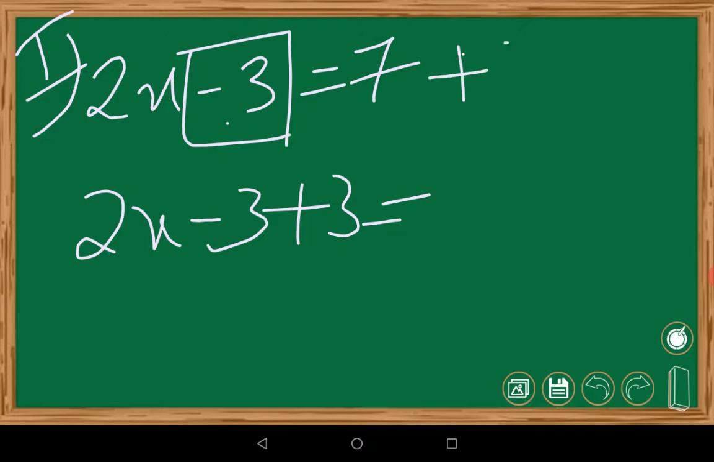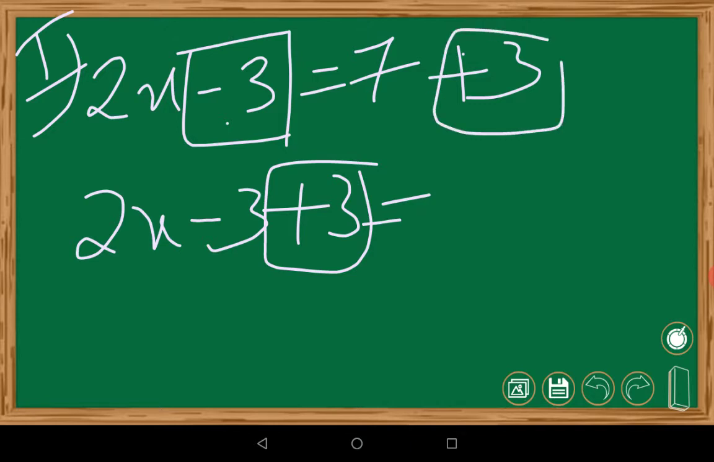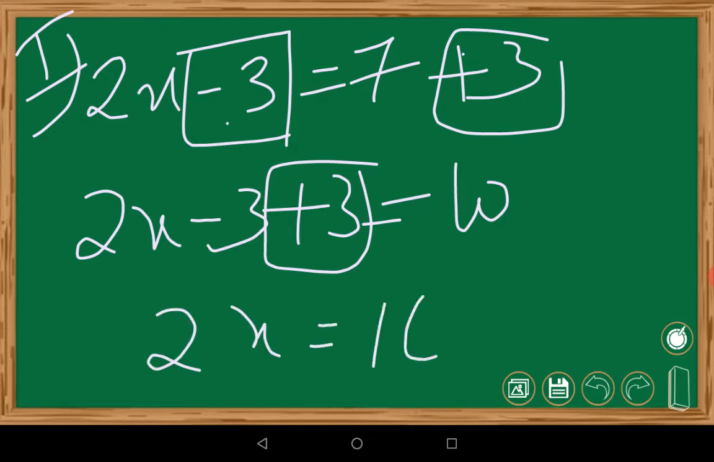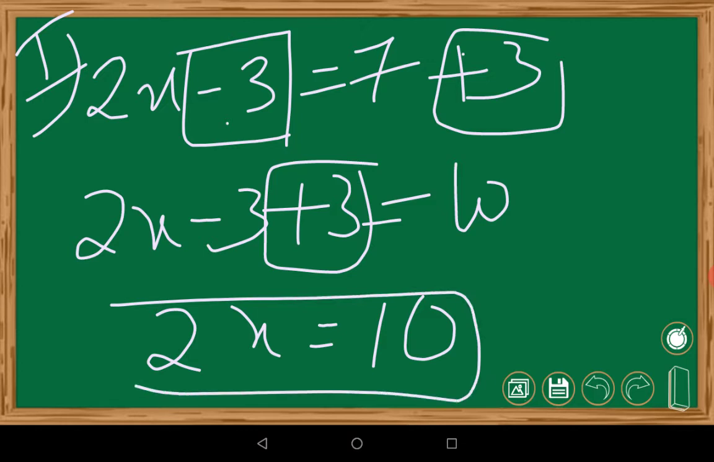What is the operation we did here? Plus 3, an extra operation we did. So if you do that operation on the RHS also, that's fine. Now 7 plus 3 we have to do, 10, obviously, right? Now 2x is equal to 10. First step, you understood. This is the first step answer. Now let's look at the second step.